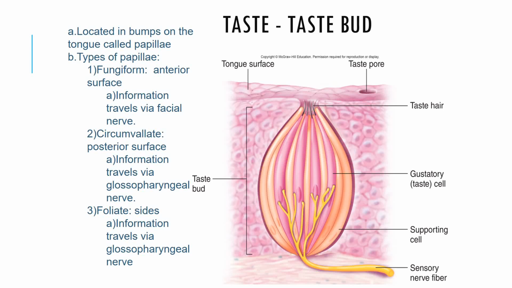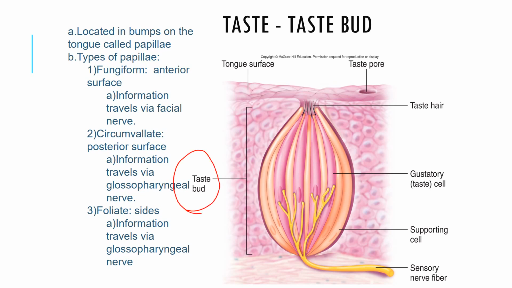Receptors are called taste buds. And so we have 50 to 100 specialized epithelial cells with long microvilli that extend out through the pore in the taste bud to the environment of the mouth. And these are located in bumps on the tongue called papilla. And so here's an example of what we have as a taste bud.